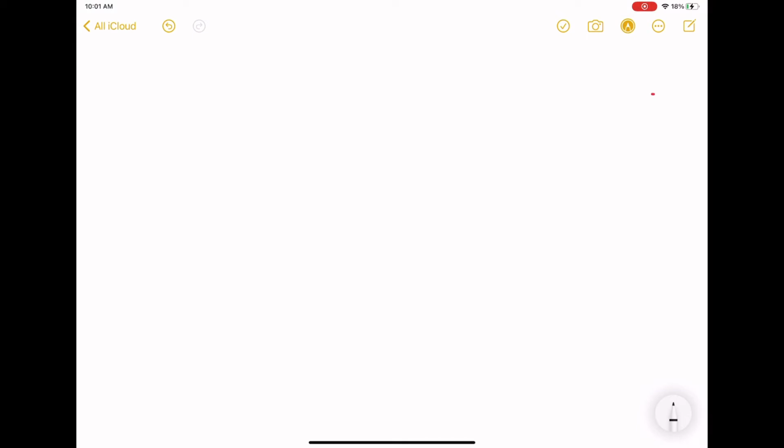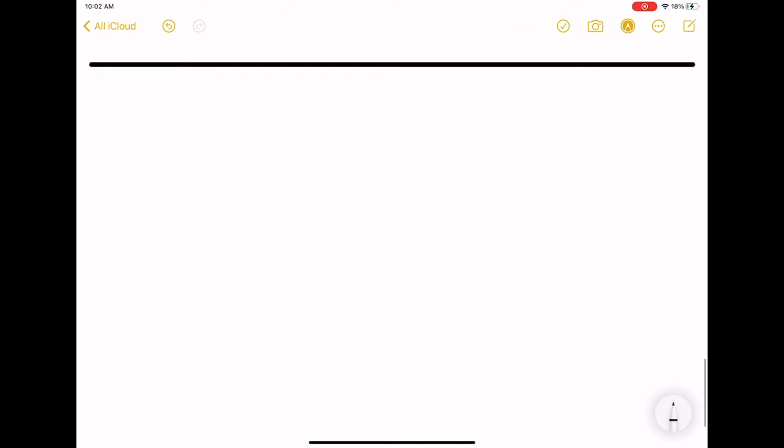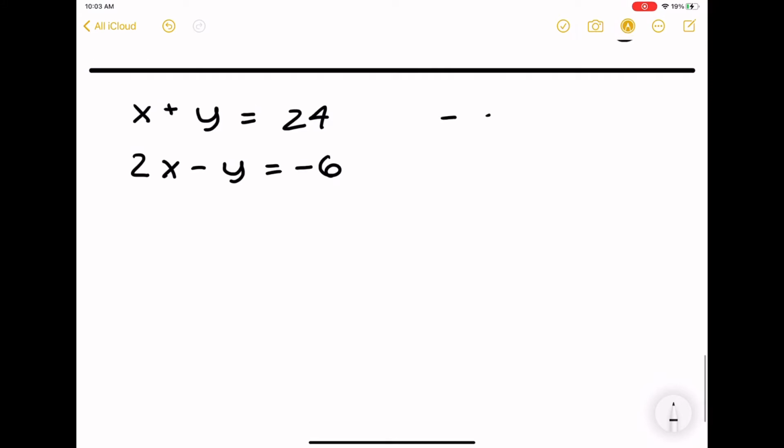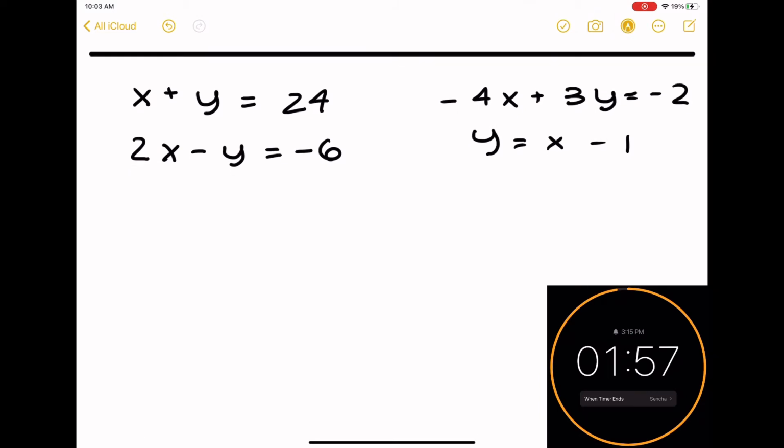We could have used either of them if we were using graphing, but in this case, the reason we changed one of the equations was so that we can use our substitution method. Now you are going to do two practice problems by yourselves. The first one is x plus y is equal to 24, and 2x minus y is equal to negative 6. For this one you will have to use the knowledge we learned just now. The second one is easier: negative 4 plus 3y is equal to negative 2, and y is equal to x minus 1. You'll have 2 minutes.